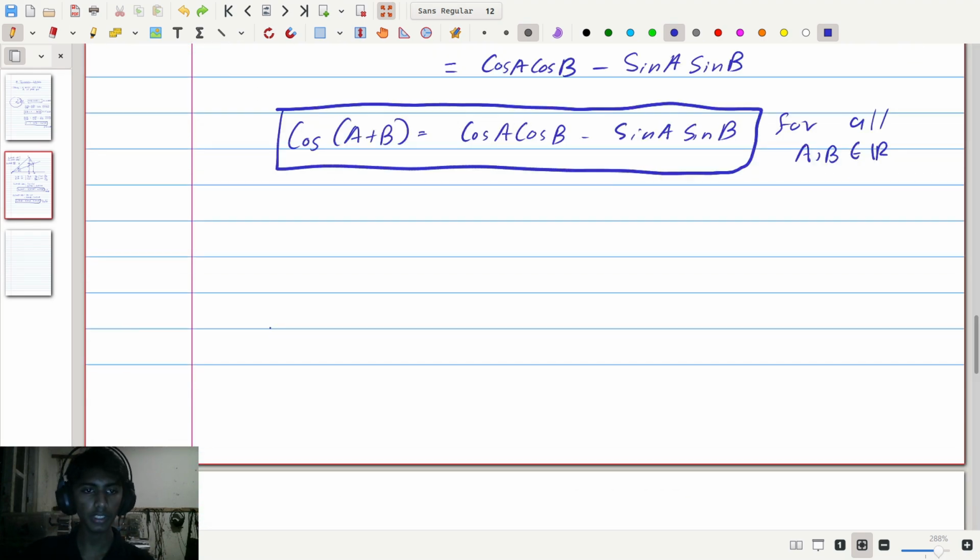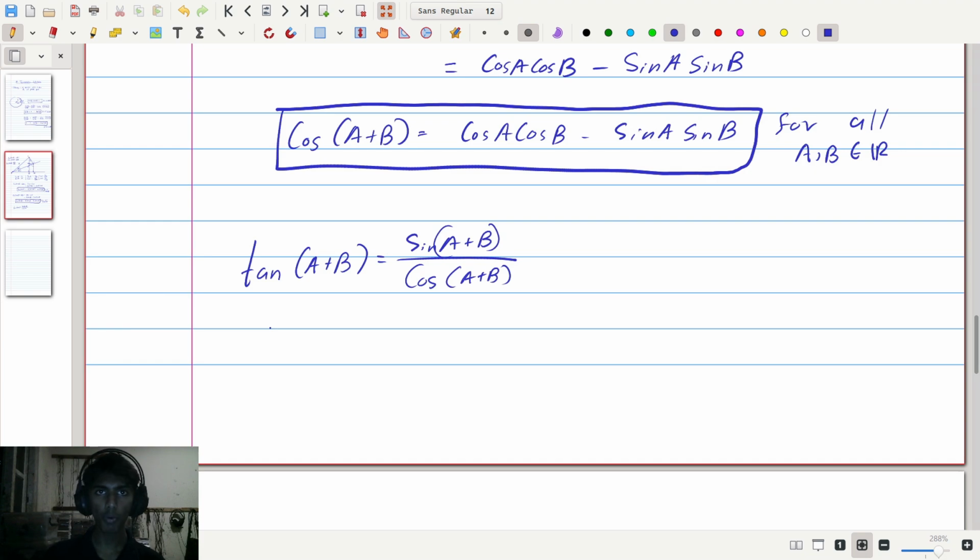So, let's try and find tan of A plus B. Tan of A plus B is equal to sine of (A plus B) divided by cosine of (A plus B). But we wanted tan of A plus B in terms of sine of A, sine of B, cosine of A, cosine of B, and tan of A and tan of B. We already know sine of A plus B and cosine of A plus B in terms of those numbers that we want to find. So why don't we just substitute them in?